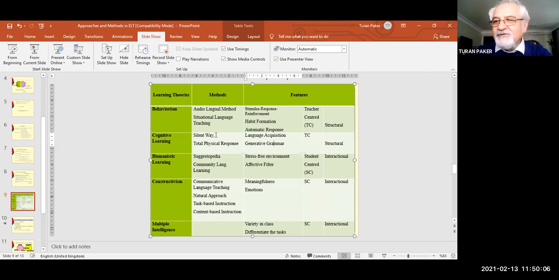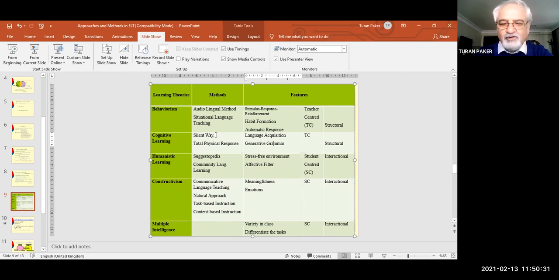I used the audiolingual method when I first started teaching in state schools, so I had this kind of problem as well. In humanistic learning, the key word is that we should have a stress-free environment, because the human brain learns best in a stress-free environment. And Krashen came up with a similar idea, the affective filter.